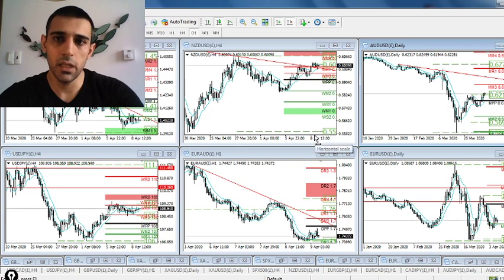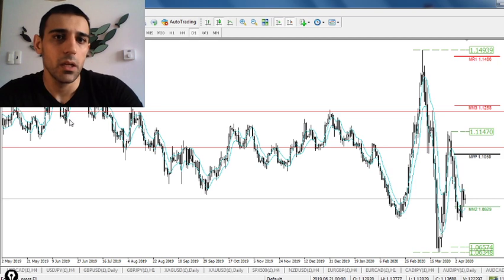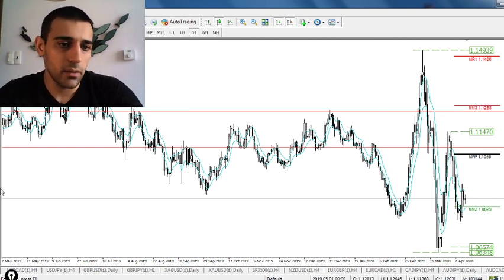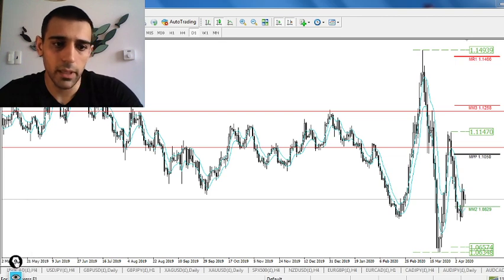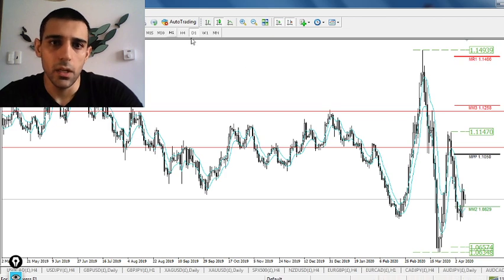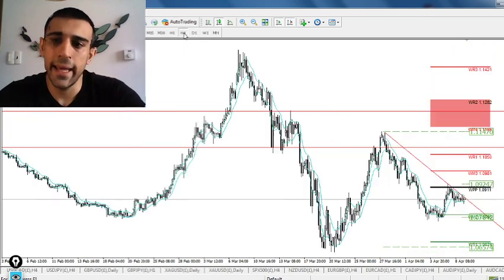Let's jump into the MetaTrader. Start with the euro against the US dollar. So we got the daily time frame up here. Let me see if the pen is working properly. Yeah, the pen is up here. I did discuss this one yesterday, as well as some of the other currencies. I do want to have a look at them again.